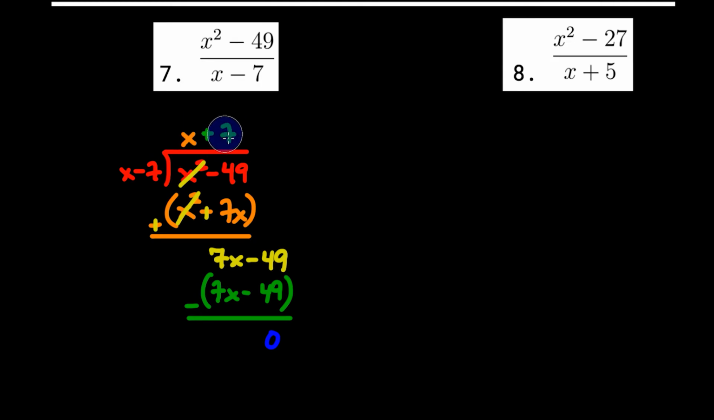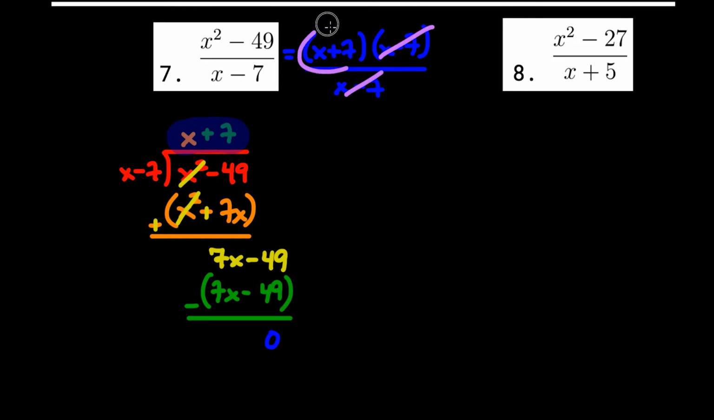When that happens, then you're pretty much done, and that's the answer. Now again, if you wanted to factor this, you could. It would be x plus 7 times x minus 7, and then you're dividing by x minus 7. And again, this cancels, cancels, and you're left with that x plus 7, which matches what your answer is. Okay, again, that will happen if you have no remainder.